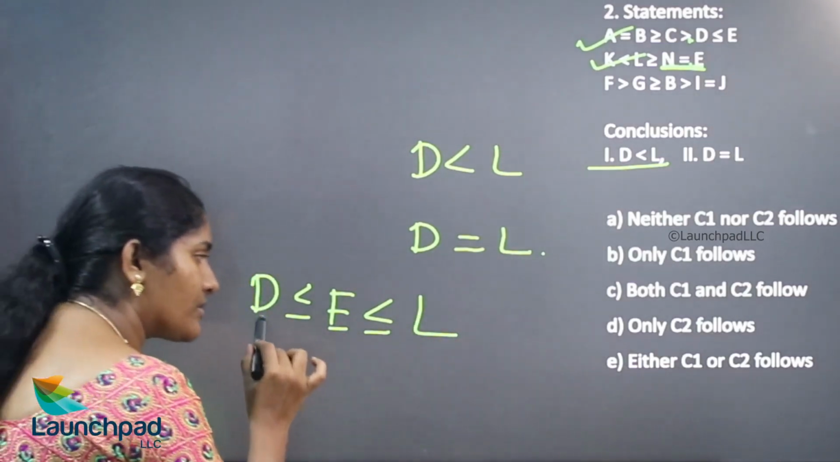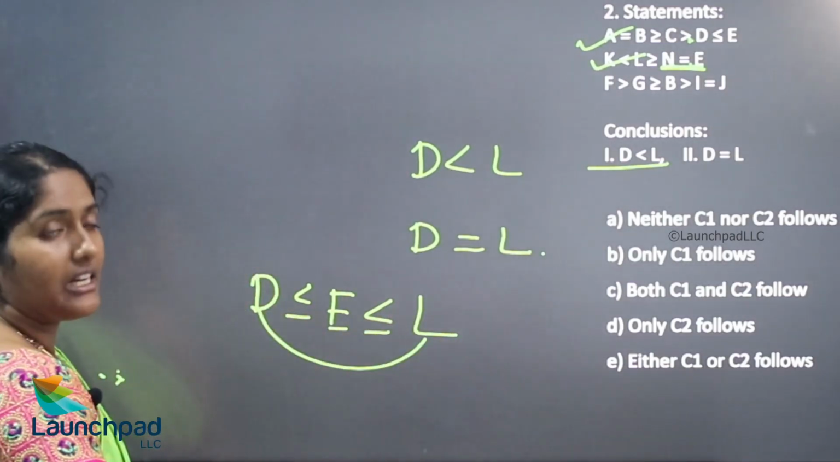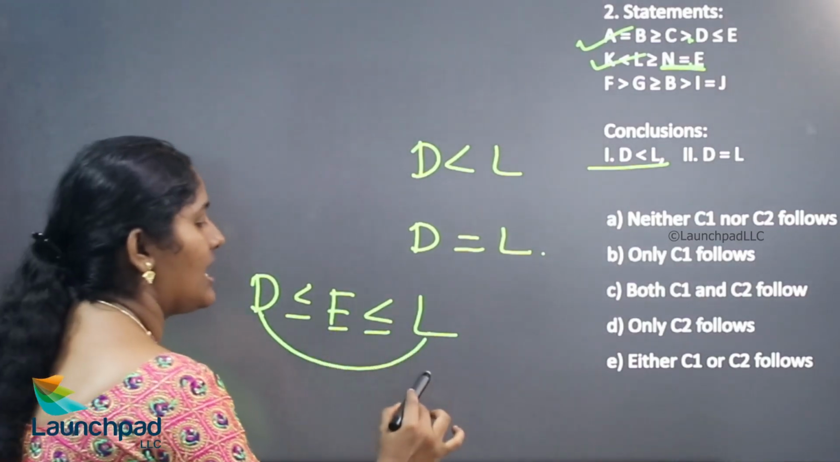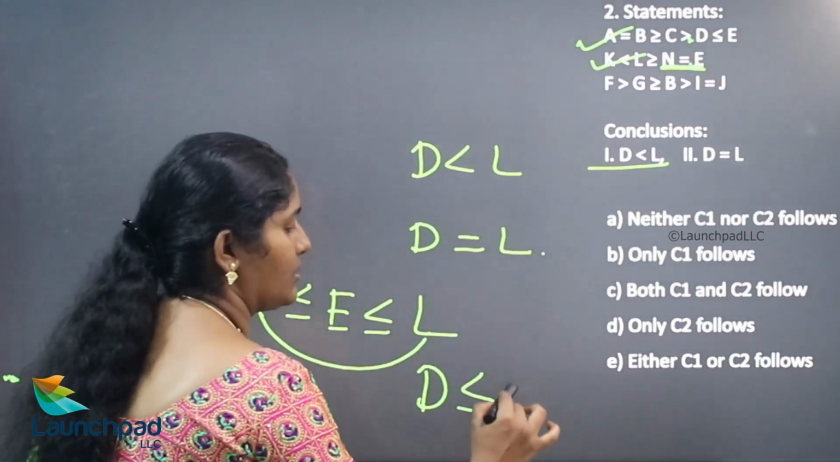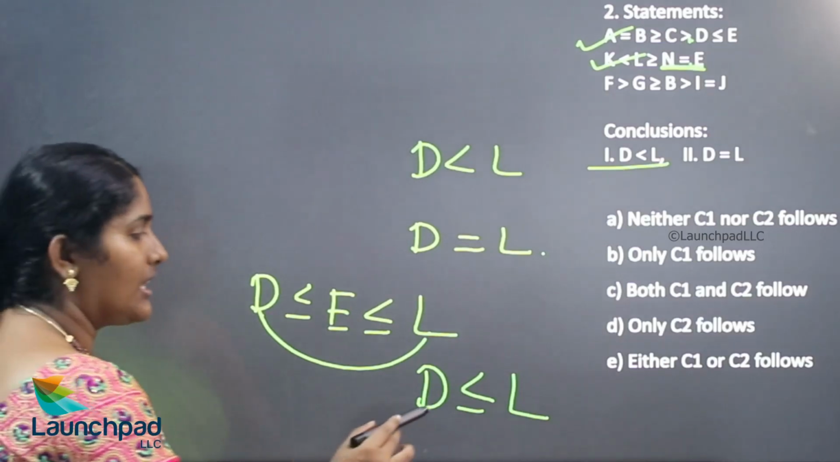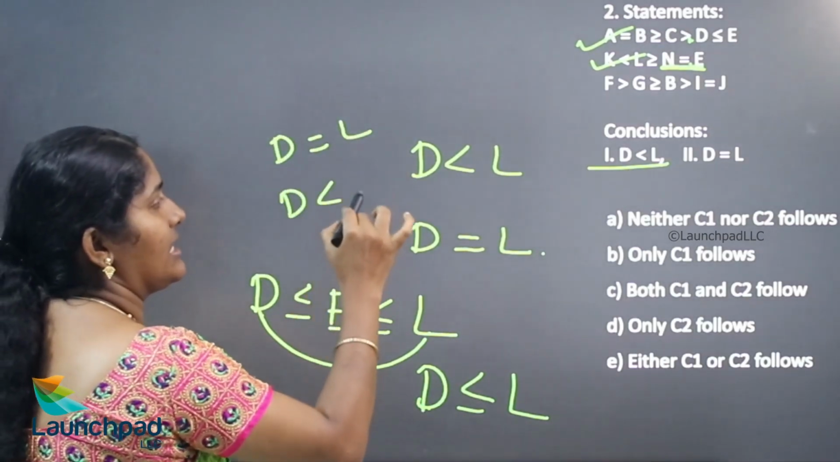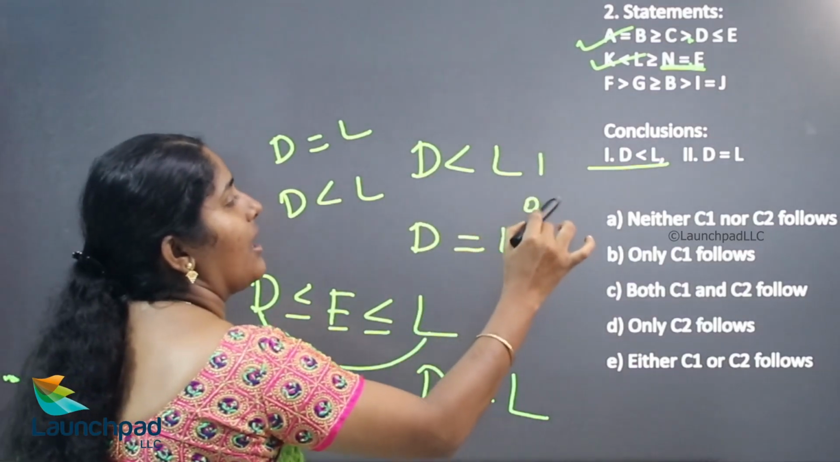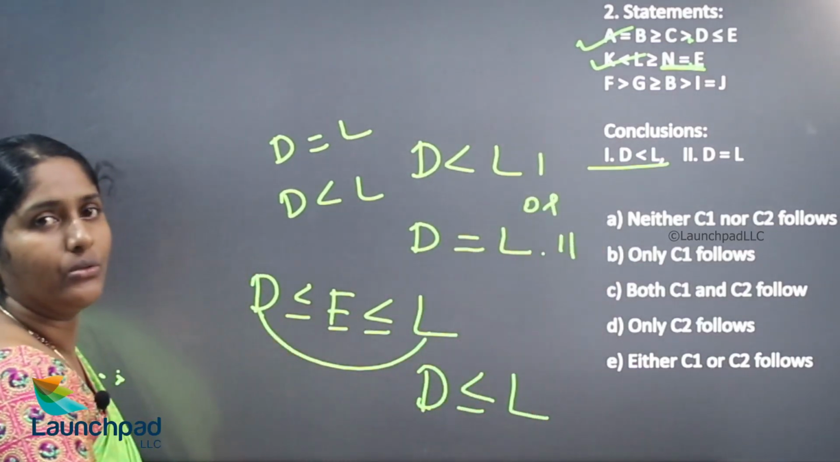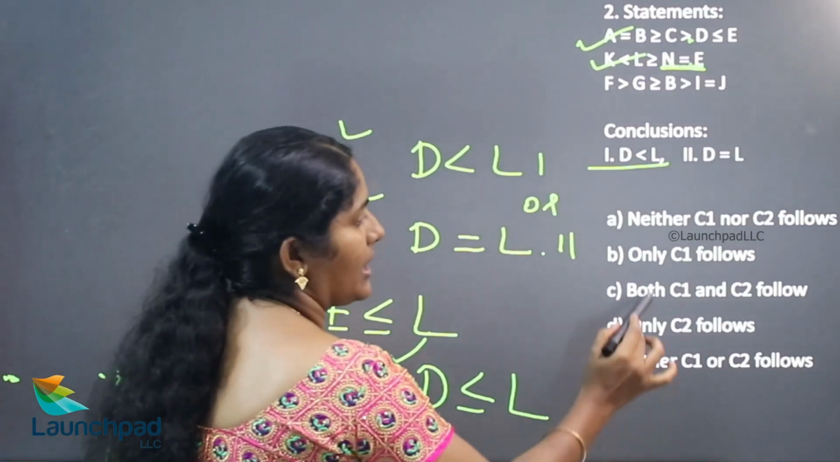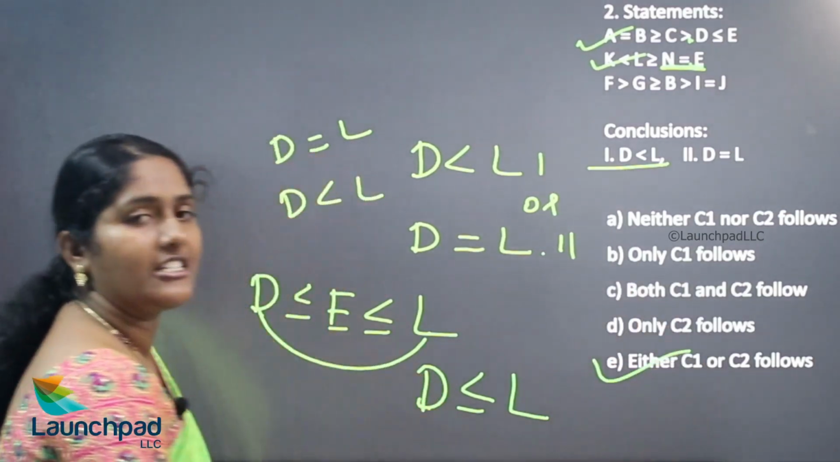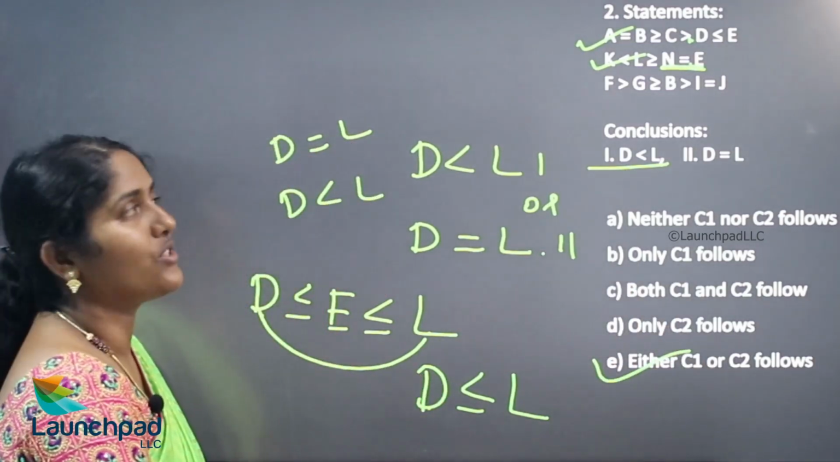So according to this question, what is the relationship between D and L? D is less than or equal to L. So either I can write D is equal to L or D is less than L. Either 1 or 2 follows. So conclusion D is the correct answer. We'll move on to your next question.